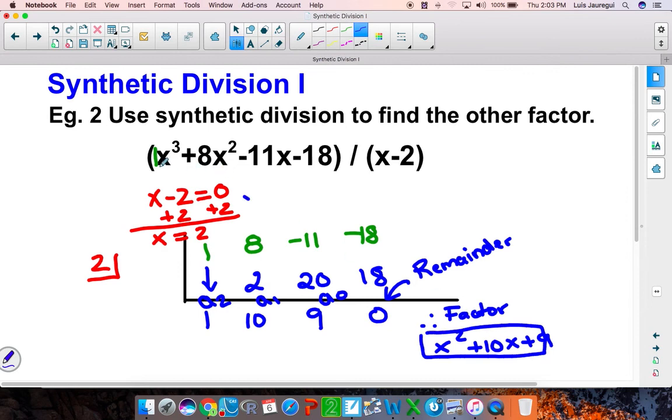In other words, we can say that x cubed plus 8x squared minus 11x minus 18 divided by x minus 2 is equal to x squared plus 10x plus 9. Or we can say that x minus 2 times x squared plus 10x plus 9 will give you x cubed plus 8x squared minus 11x minus 18.